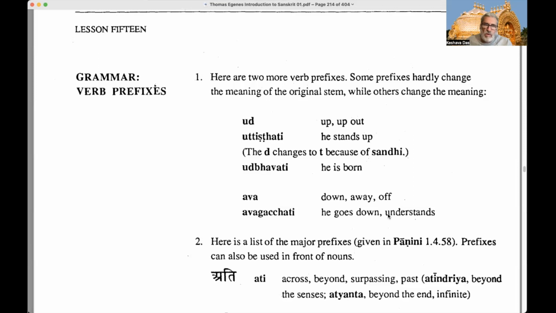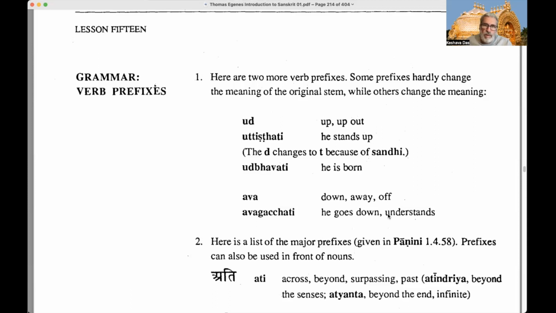If we add ud to it, by Sandhi the ud becomes ut. So we get uttisthati. Uttisthati means he stands up. So instead of just standing, he's standing up. The D changes to a T by Sandhi.